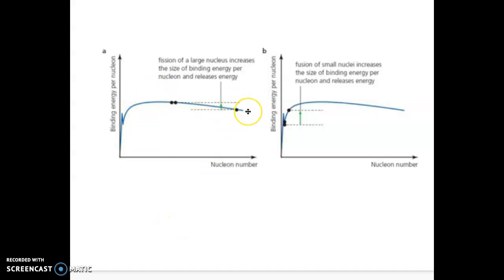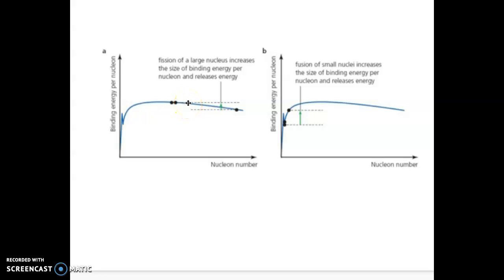And on these two areas, these are important features. Fission of a large nucleus increases the size of the binding energy. So basically, if you've got an element here, it's low on the graph, so it's less stable. What happens is that it breaks apart. So your large nucleus will break, and then your daughter nuclei, your more stable atoms, will be on this side of the graph. They'll climb up the graph. And because they're climbing up, they're becoming more stable.